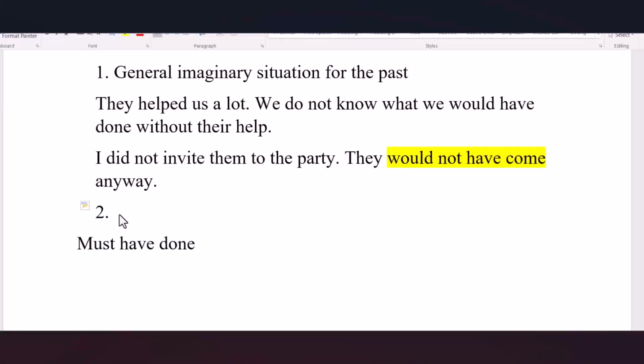The second way that we use would have done or would not have done is when we miss an opportunity in the past. And this missed opportunity is closely related to the third conditional that you may be familiar with. The third conditional with if.